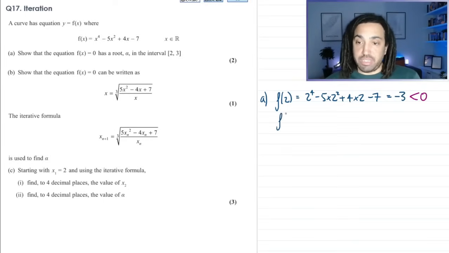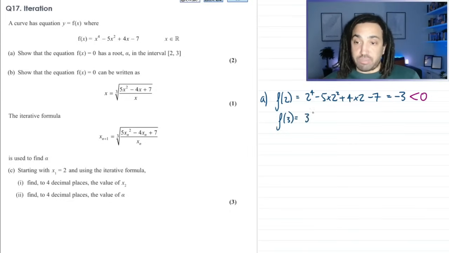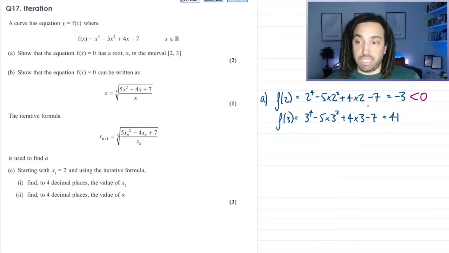And then we're going to sub in the other limit of the interval, and that is 3. So we're going to write out 3 to the 4 minus 5 times 3 squared plus 4 times 3 minus 7, and that equals 41, and that is greater than 0.